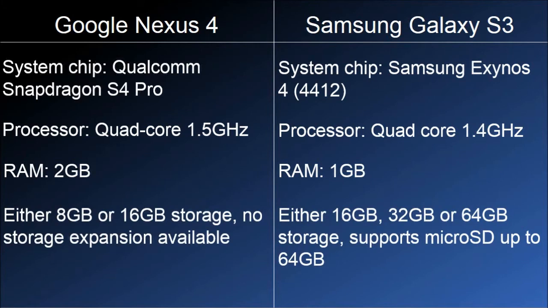Now, here's the downside to the Nexus 4. You can only get 8GB or 16GB internal storage, and no storage expansion is available. Whereas on the Samsung Galaxy S3 you can get a 16GB, 32GB or 64GB storage version, and it can support microSD cards up to 64GB, giving you a potential max of 128GB. So when you compare the two, the S3 is definitely better in terms of storage. However, in terms of processing power and RAM, the Google Nexus 4 is definitely superior.